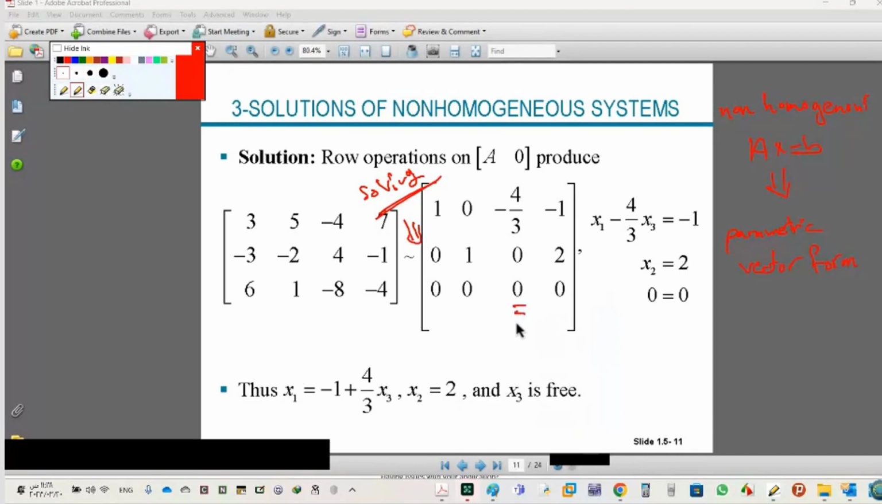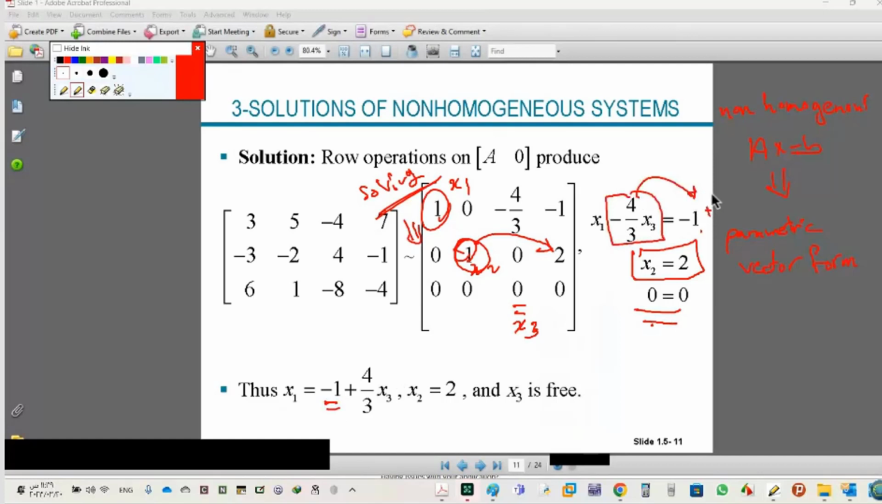We will find x3, x2, x1. So x3: 0 equals 0. That means x3 is a free variable. Now x2 equals 2. Now x1 minus 4 over 3 x3 equals minus 1. So I will write x1 as minus 1, taking the other part with positive 4 over 3 x3.